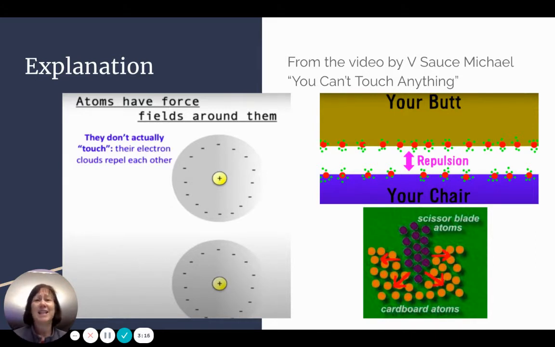And so this ends up with some interesting things, that we actually are hovering on everything, or we really never touch anything. So like even when scissors cut through paper, the scissors aren't actually touching the paper. They are just breaking the bonds between atoms. They're moving the electron clouds apart from each other.